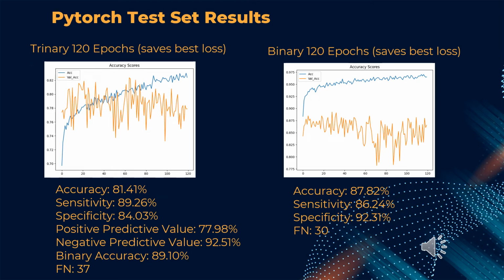Alright, so now we have the PyTorch test set results. On the left we have the trinary results, saving with the best loss, and on the right we have the binary results, saving the best loss as well, both of them at 120 epochs. The trinary result had a terrible amount of false negatives at 37, probably the highest we've seen yet. The binary accuracy though was quite high at 89%, and the normal accuracy was 81.41%. Now the binary accuracy was at 87.82%, and the false negatives was at 30.